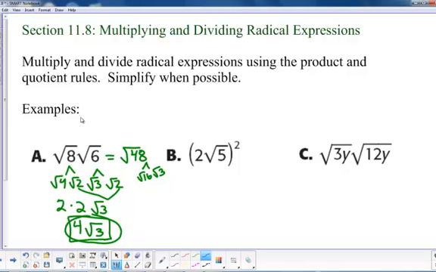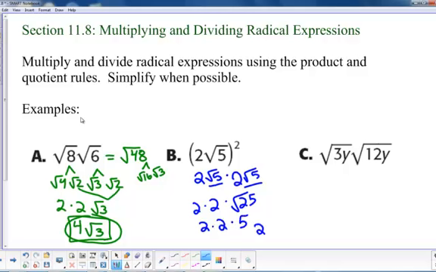So 2 root 5 squared is 2 root 5 times 2 root 5. So root 5 times root 5 is root 25, which is just 5. So this is really 2 times 2, which is 4, times 5, which is 20.